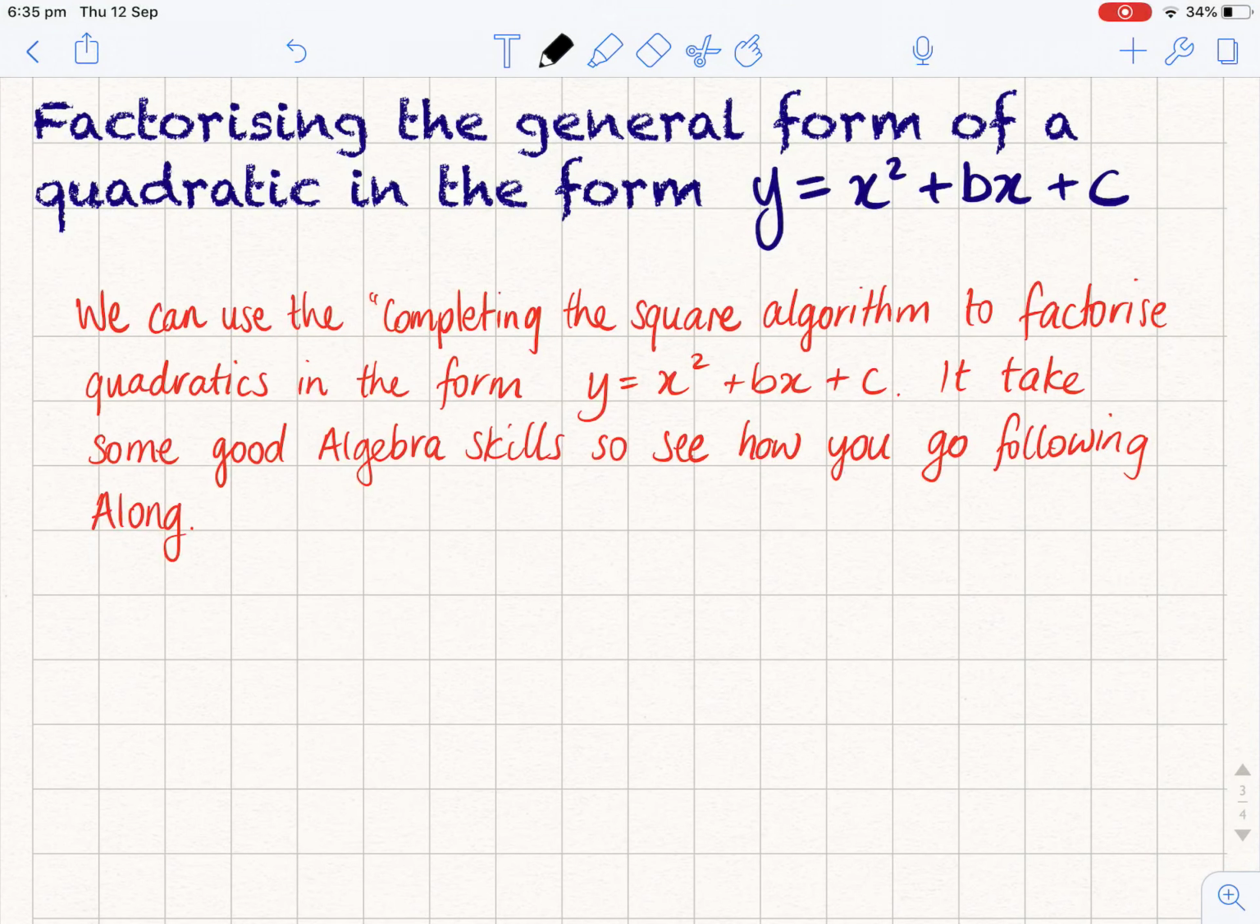What we're going to have a look at is how I can use the completing the square algorithm to factorise any quadratic. And we're going to start by looking at quadratics in the form y equals x squared plus bx plus c. To do this, it's going to need some good algebra skills, so see how you go following along. You're not expected to be able to do this yourself or on your own. It's just useful to see how this actually works, because I'm going to use it for the proof of the quadratic formula in the next video.